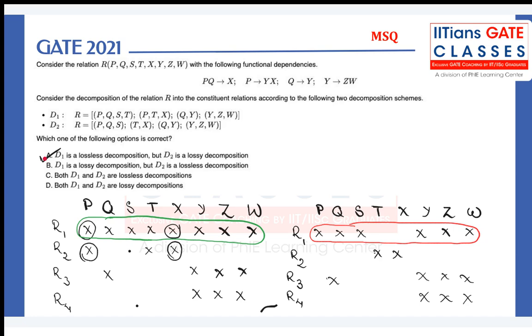But if you don't get a row full of marks, please verify it again once, because you modify the table, right? After modifying the table, try to verify the rows. And if you still don't get it, then you can mark it as lossy. And A is the right answer. I know the answer of this. A is the right answer.